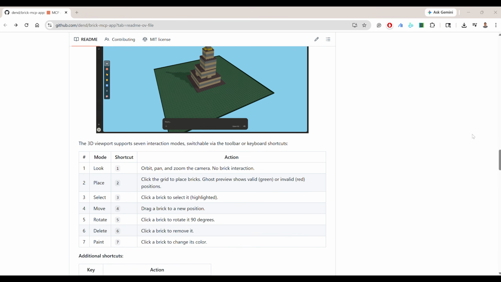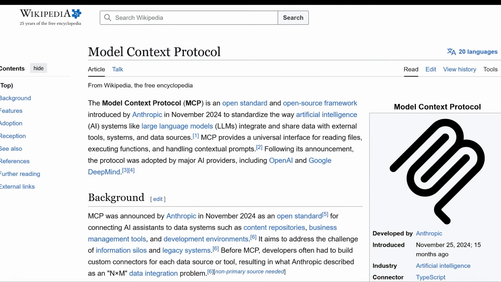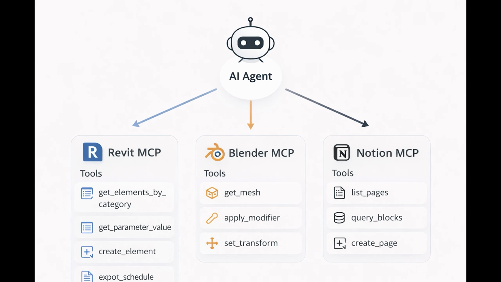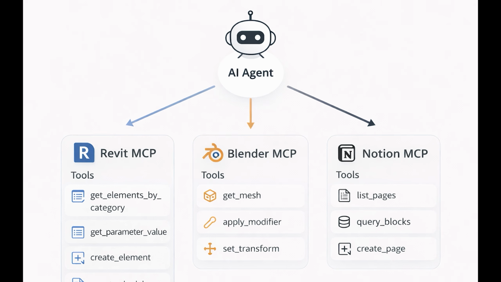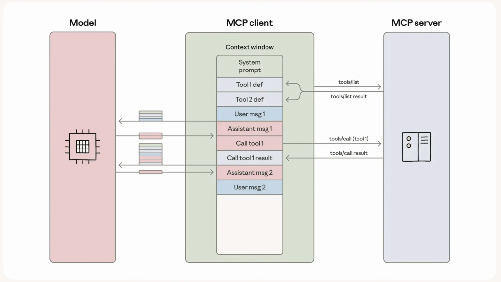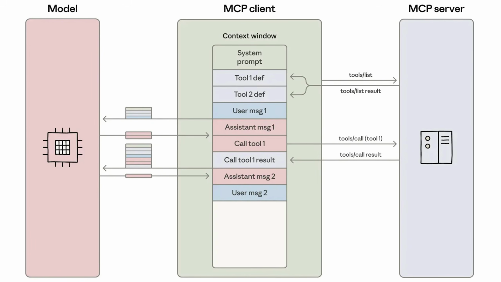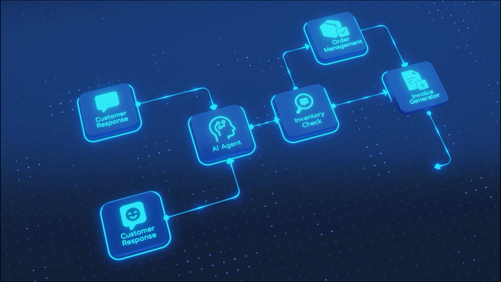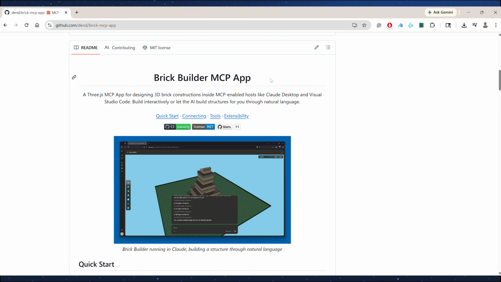Now, before we jump into the Lego side, let's quickly clarify what MCP is. MCP stands for Model Context Protocol. In simple terms, it's a standard that lets an AI model connect to external tools in a structured way. Instead of only replying with text, the model can discover tools, call them, read results, and take actions inside connected systems. In other words, MCP is the bridge between the AI and the tool it wants to use. And that's exactly what is happening here.